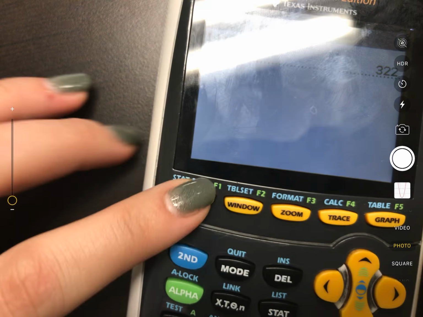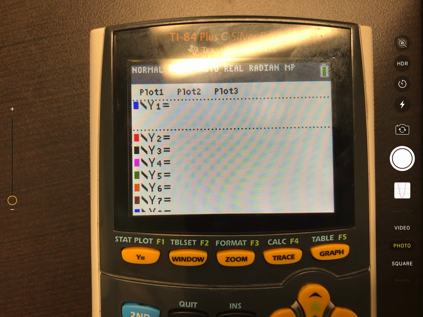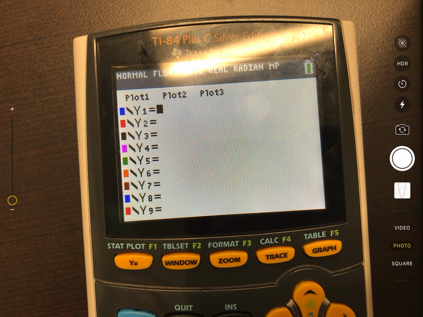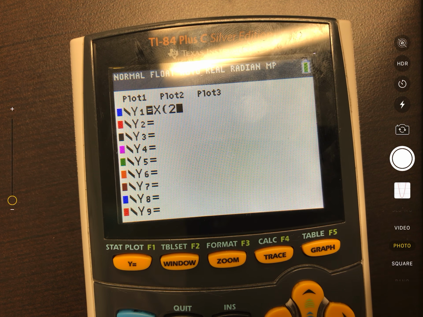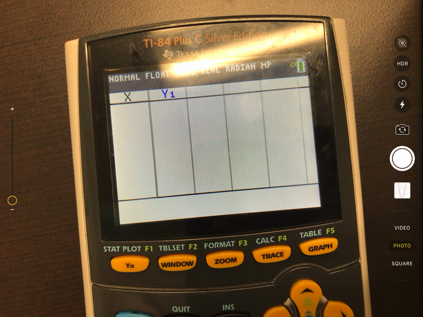Okay, so we're going to go to our Y equals and clear out what we have. Okay, there we go. So we have X, parentheses, 2X minus 1. So we replace all the L's with the X's, and then I had minus 45. And then I'm going to hit second graph.